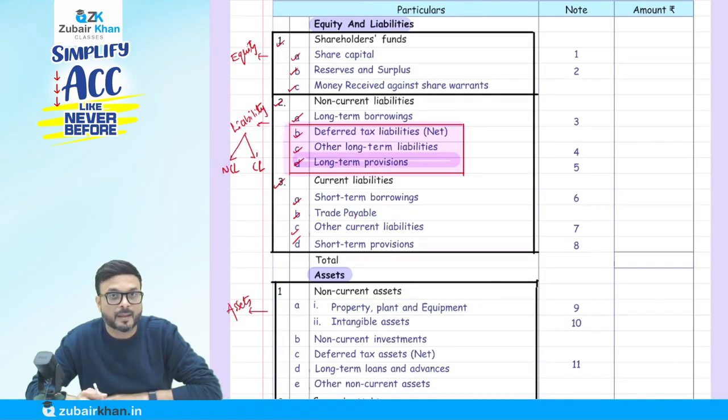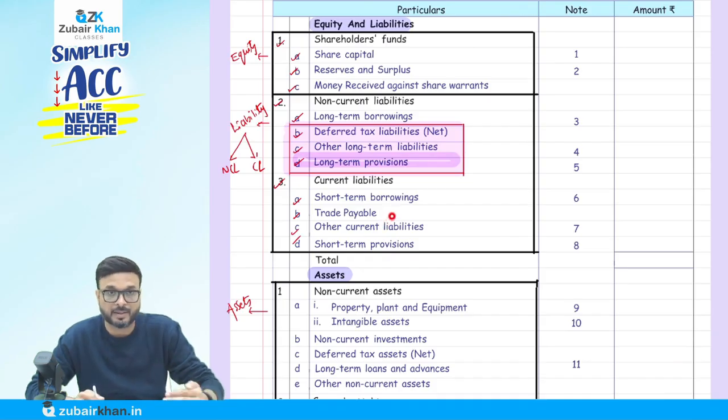So it is going to be a part of current liability. Other current liability means there is no specific heading. I might have some other current liability, like interest payable, or any other thing that I'm liable to pay, like dividend payable, salary payable, rent payable.